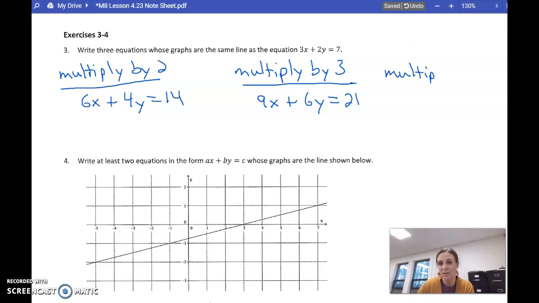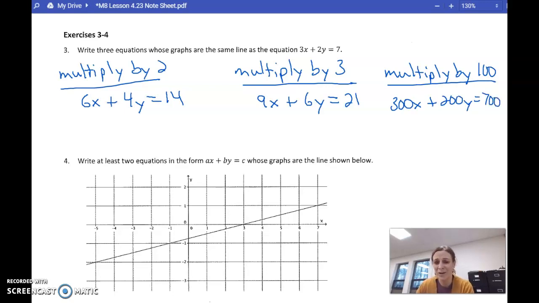Do another one. Multiply by 100. 3 times 100 is 300x plus 2 times 100 is 200y equals 7 times 100, which is 700. I don't want to try to graph that one. Well, actually I could. It's going to work out to be the same line.